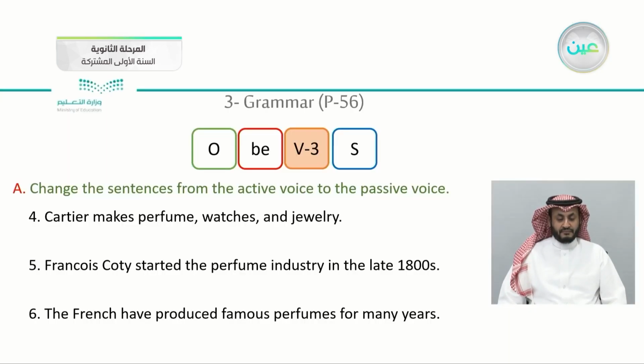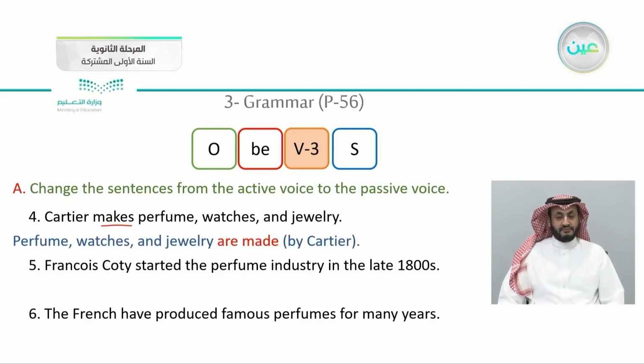Let's continue in here. 4. Cartier makes perfume, watches, and jewelry. Here, we're having perfume, watches, and jewelry as our object, and makes is the verb, present. Perfume, watches, and jewelry are made by Cartier. Are because it is in the present.